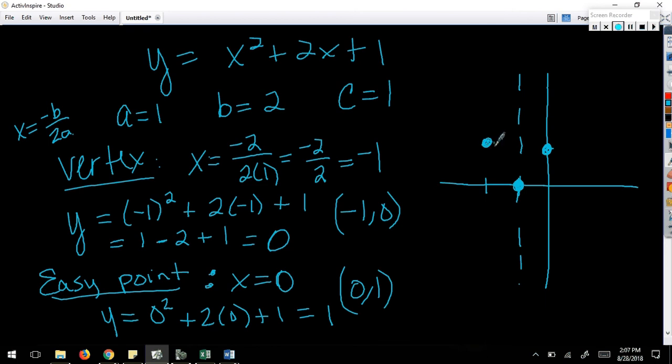That's right. Yeah, 0, 1. And now you know what a parabola is supposed to look like, so you connect the dots to make a parabola. That's all there is to it.